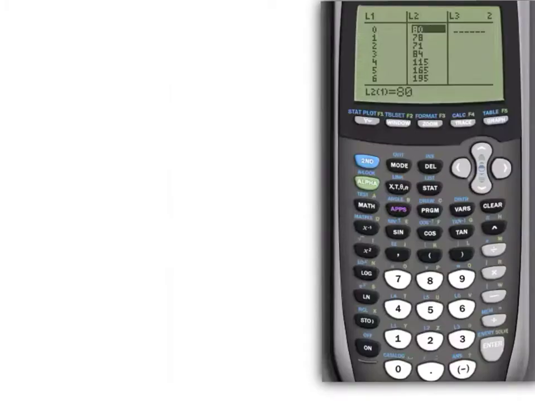Now, the first step in doing a quadratic regression would be to enter all of your data into your graphing calculator, putting the x values in L1 and the y values in L2. And we've already done that. So now we want to use our calculator to get a quadratic regression for this scatter plot.